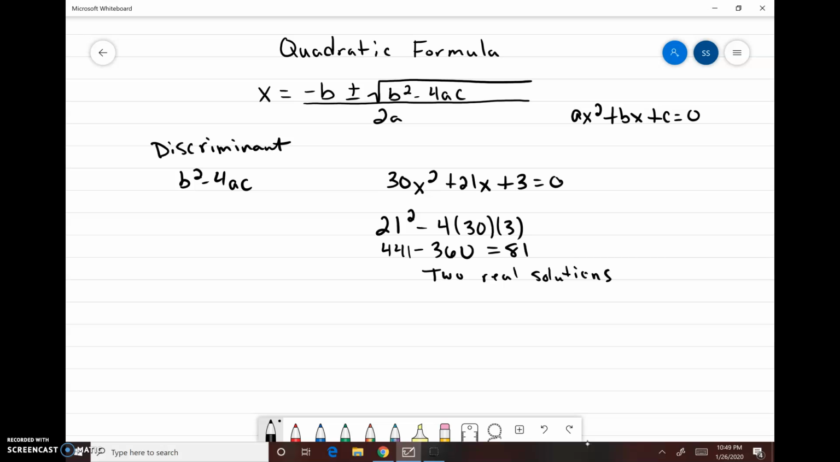Now, because my answer was what's called a perfect square, meaning that the square root of 81 is 9, we can actually take this a step further and say we have two distinct rational solutions. All right, so we found the types and the number of solutions we have using the discriminant. All right, let's try another one.